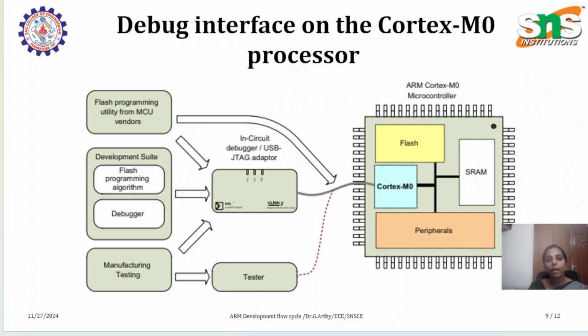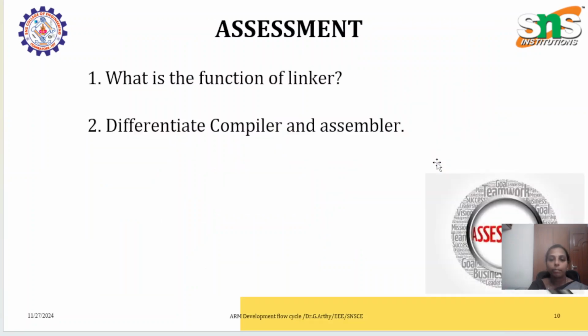And this is how the debug interface is connected to the Cortex M0. Here we have the flash programming utility from the controller vendor, then the development suite, then the testing. Then, through a JTAG adapter, it is downloaded to the ARM Cortex M0. Here we are discussing the ARM Cortex M0, but for any other processor we will use the corresponding setup.